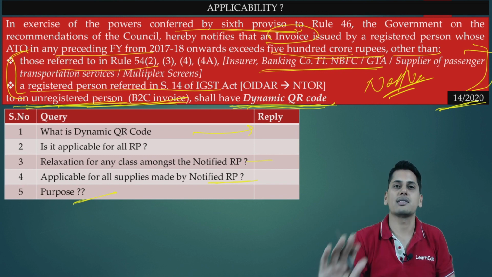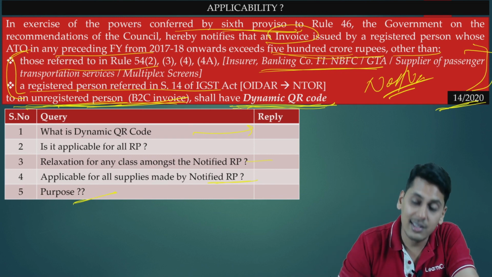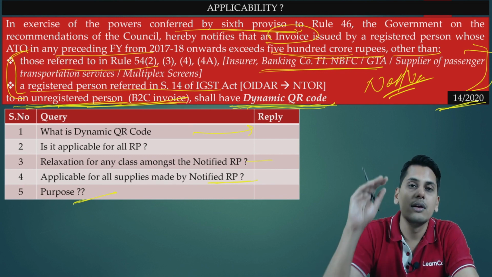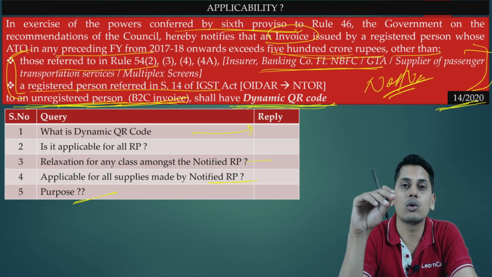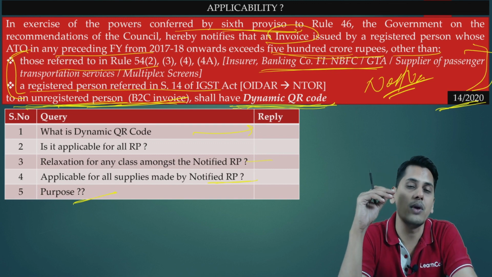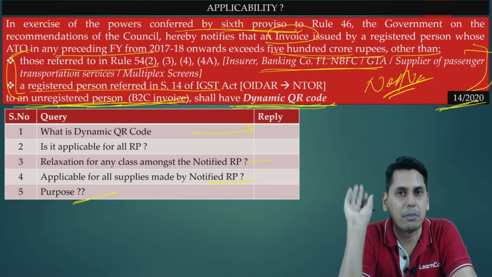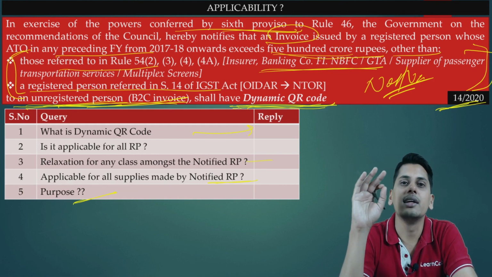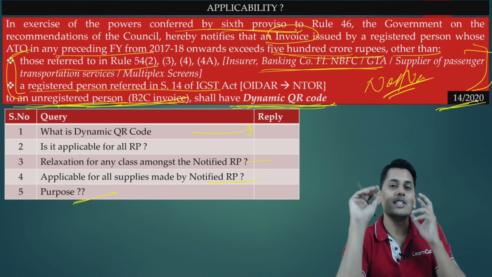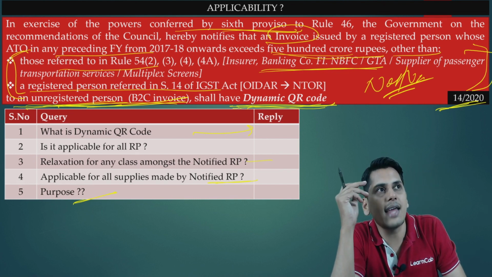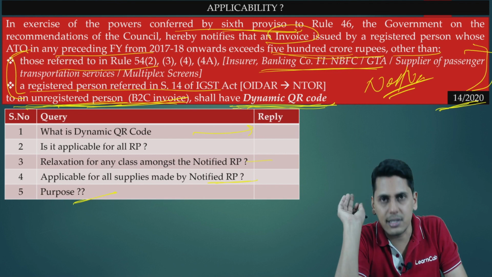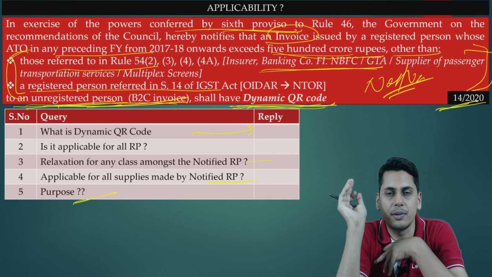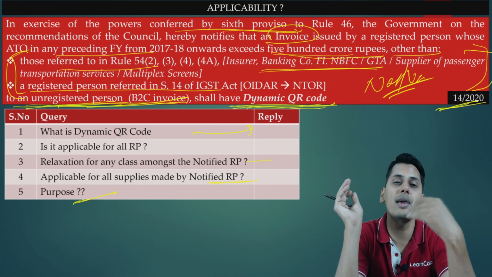What is the purpose of this dynamic QR code? Friends, the purpose of this dynamic QR code is to encourage digital payments. Please understand, wherever there is tax evasion in case of B2B supplies, let's suppose I am a GST registered person, you are also a GST registered person, and I make supplies to you.